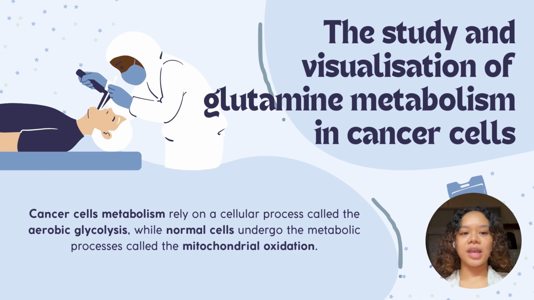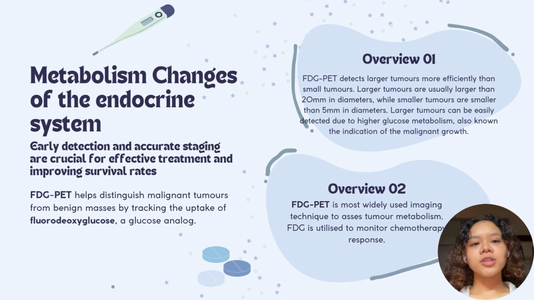Cancer cells' metabolism relies on a cellular process called aerobic glycolysis, while normal cells undergo the metabolic process called mitochondrial oxidation. Metabolism changes can be monitored by PET scan. This is done by medical professionals for early detection and accurate staging. This is crucial for effective treatment and improving survival rates.